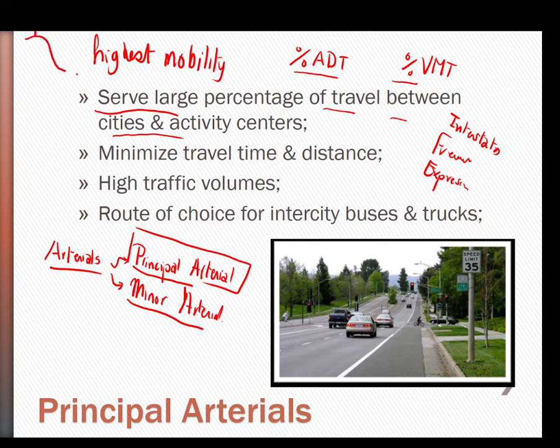Mobility is the best. Why? Because we have zero interruptions, no signals, no stop signs, no exits to stations, only ramps. And the ramps are designed in a way to decrease the interruptions with the main line. So here the highest mobility is the one you have in the principal arterials. So we want to minimize the travel time.